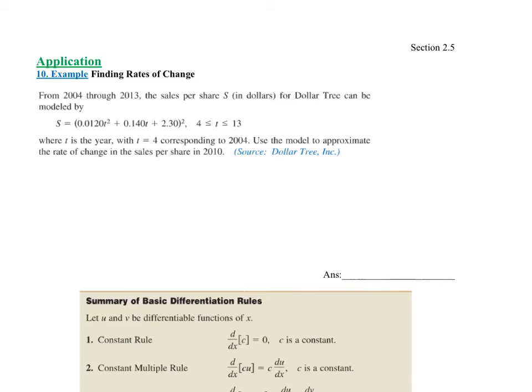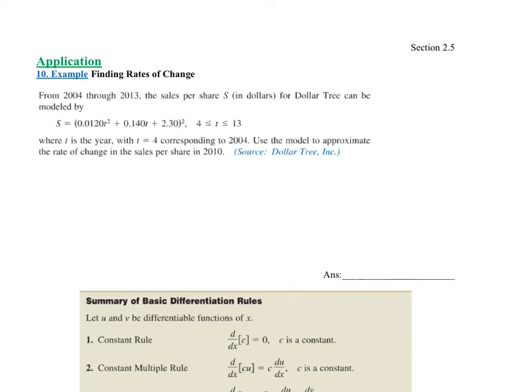So it says from 2004 through 2013, the sales price per share S in dollars for Dollar Tree can be modeled by S equals (0.0120 t squared plus 0.140 t plus 2.30) squared for 4 less than or equal to t less than or equal to 13, where t is the year with t equals 4 corresponding to 2004. So you're just entering the year number. Like 4 is 2004, 10 would be 2010, right?